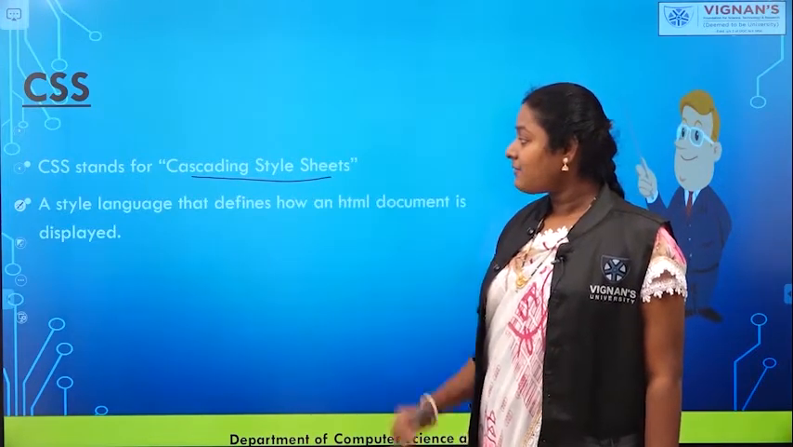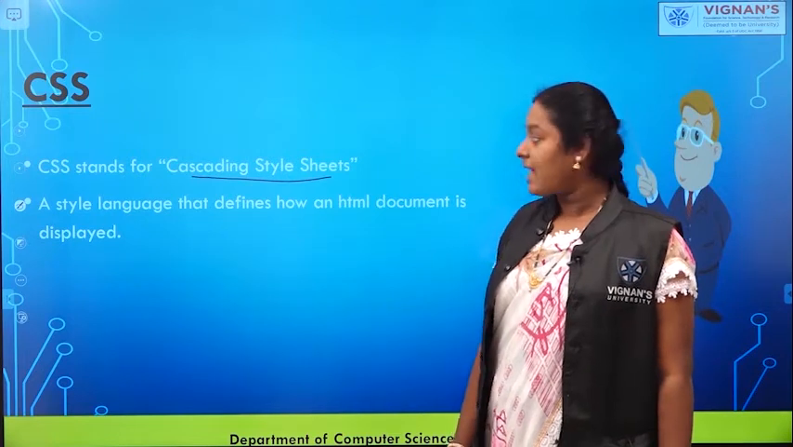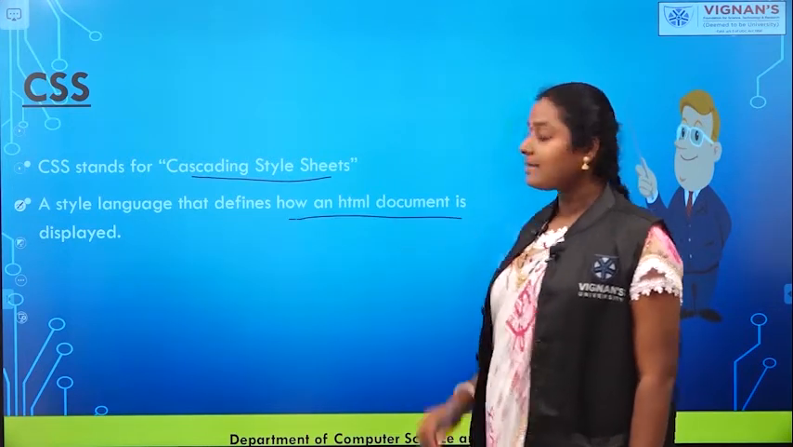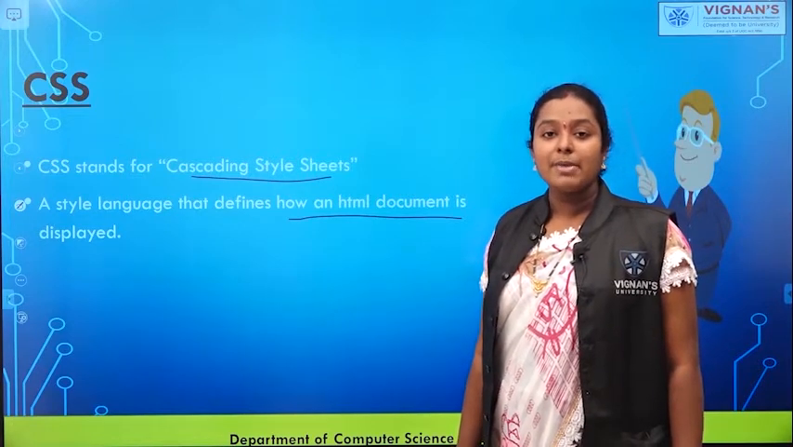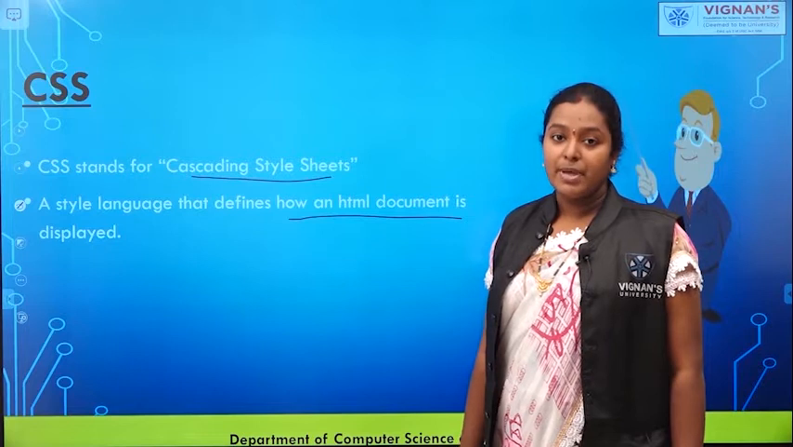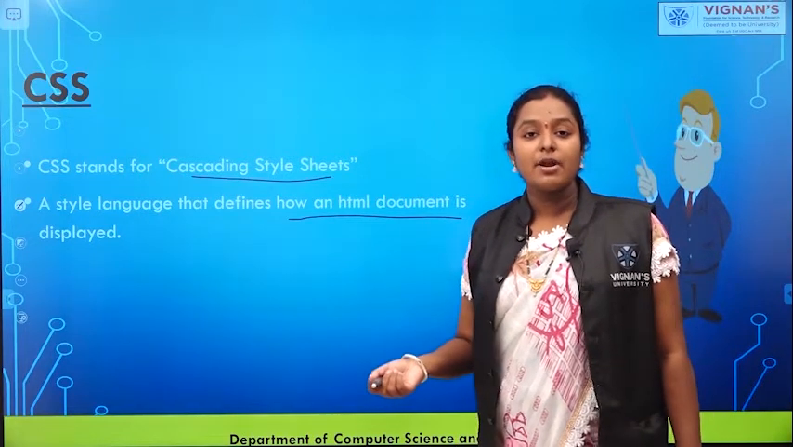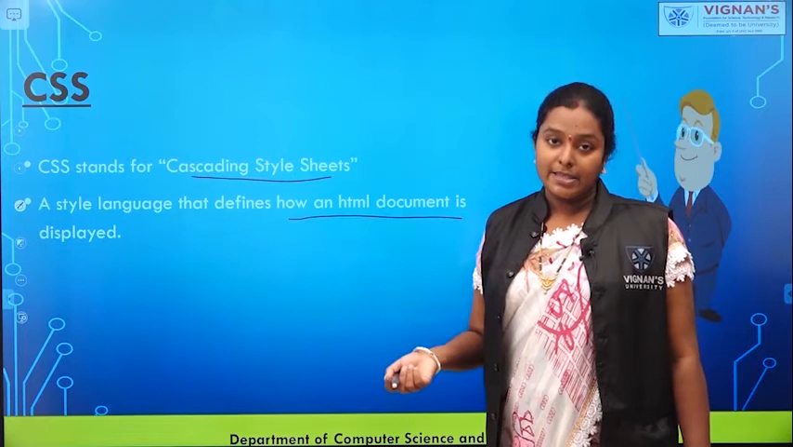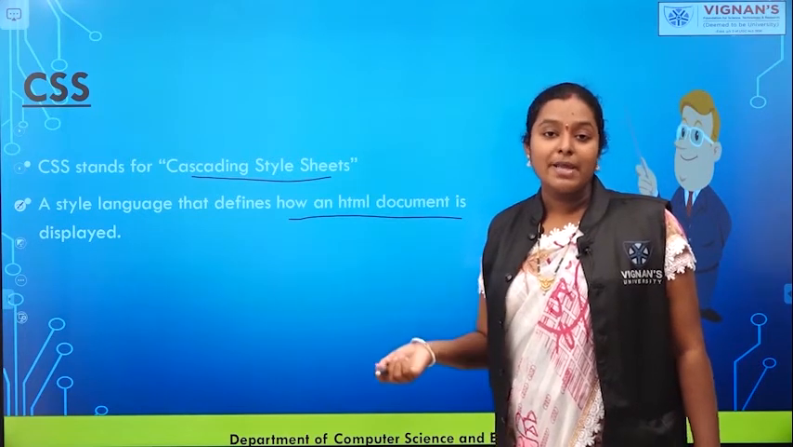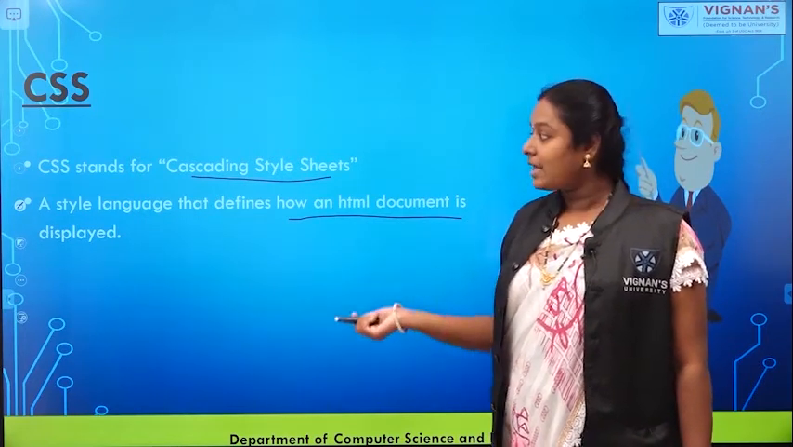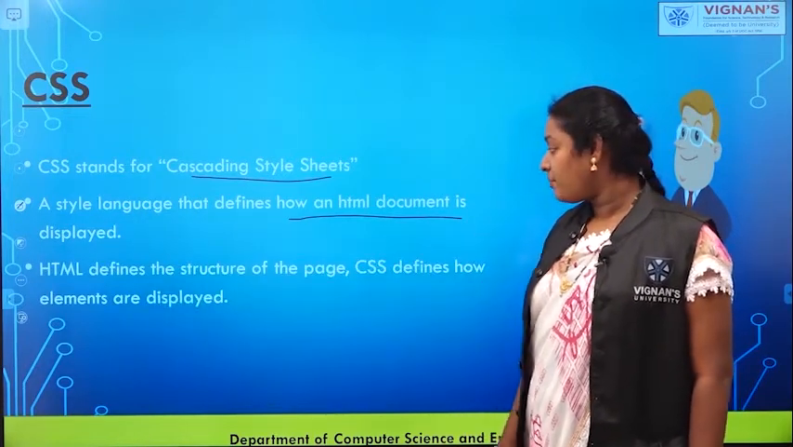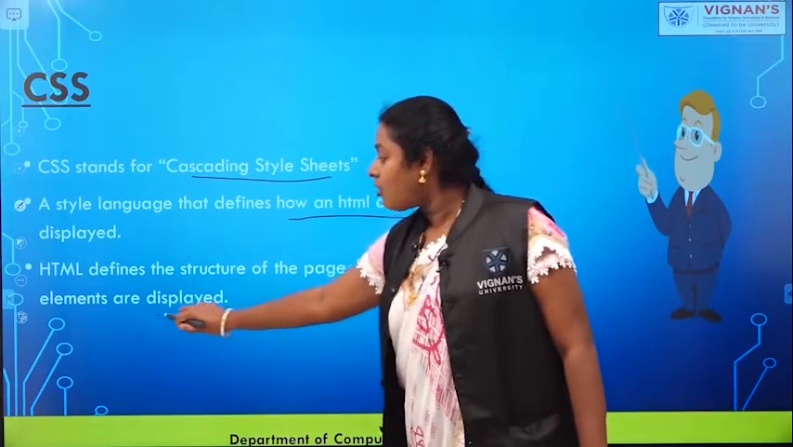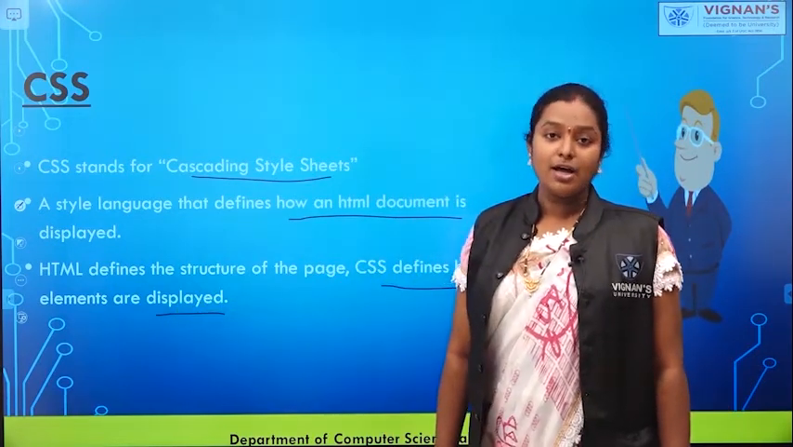CSS is nothing but a style language mainly used to design HTML documents. It describes how the HTML content will be displayed on the web page. What content has to be displayed on the web page is decided by the HTML, whereas how to display the content is taken care of by the CSS. So HTML defines the structure of the web page, while CSS defines how the elements are to be displayed on the web page.